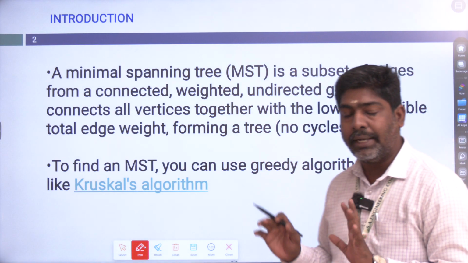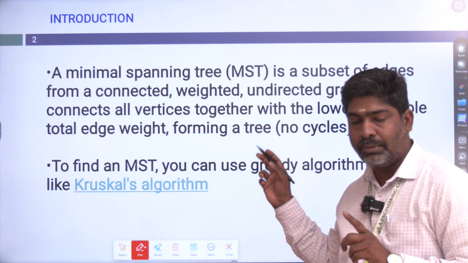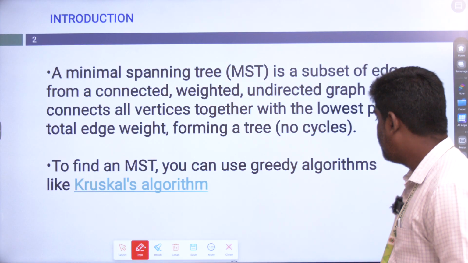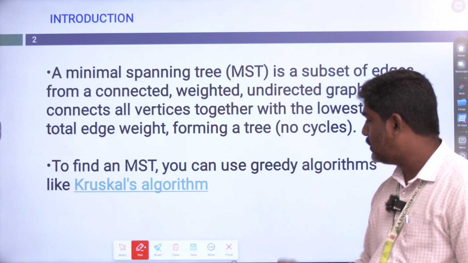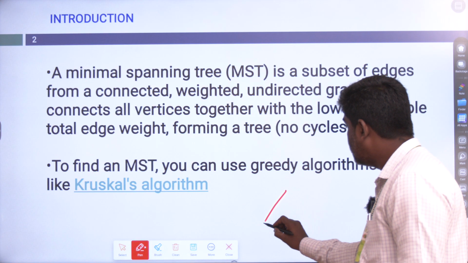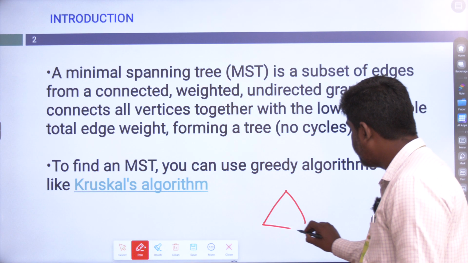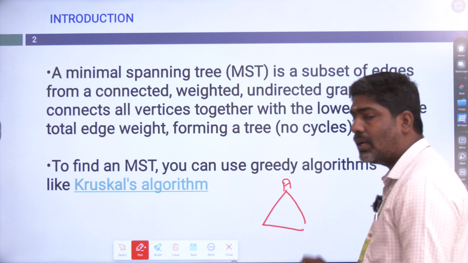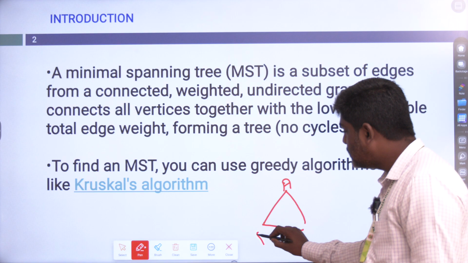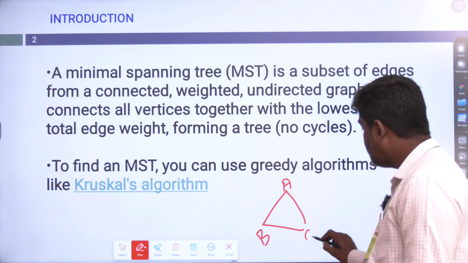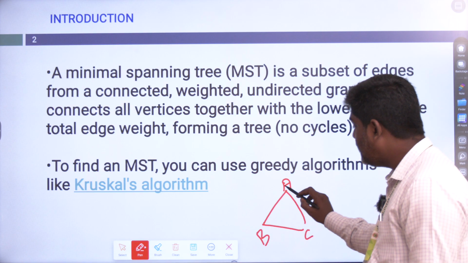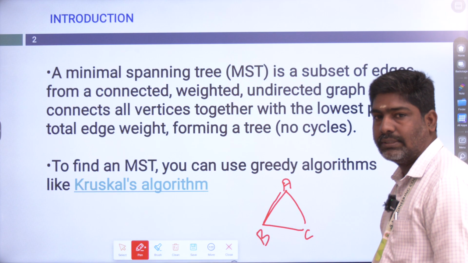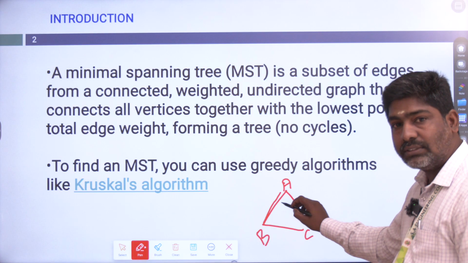This is the minimum spanning tree. The main definition of the minimum spanning tree is that it is a subset of the graph. For example, let me draw a simple diagram. In this graph, I have A as one vertex, B as another vertex, and C as the third vertex. These vertices are connected with edges. This line is nothing but an edge, and I am calling this the graph.